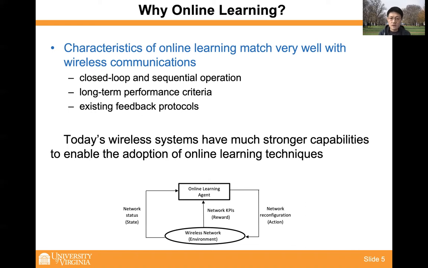Okay. So to summarize, today's wireless systems have much stronger capabilities, and we are in a prime place to really adopt online learning techniques to solve this type of problems.